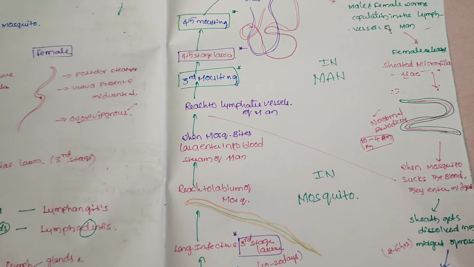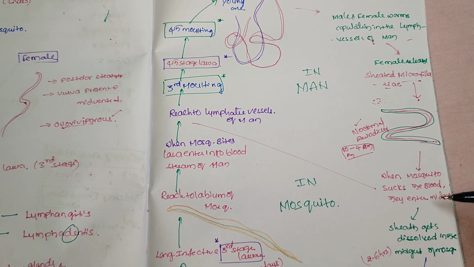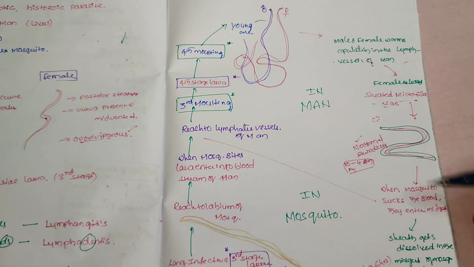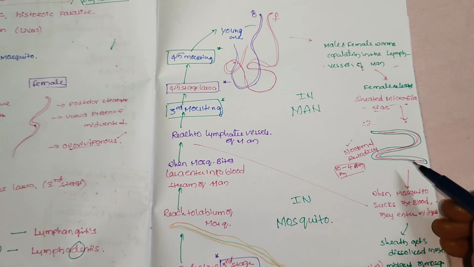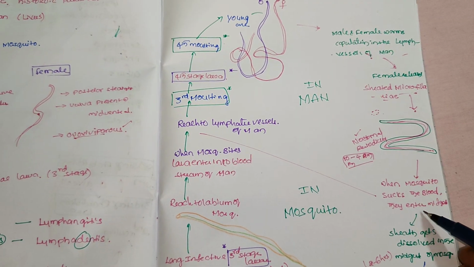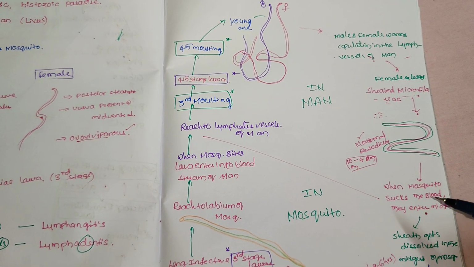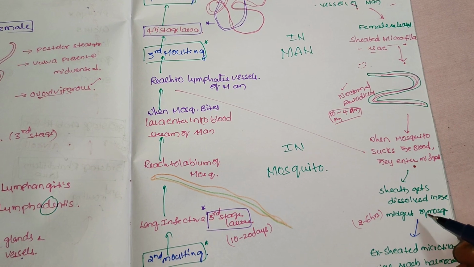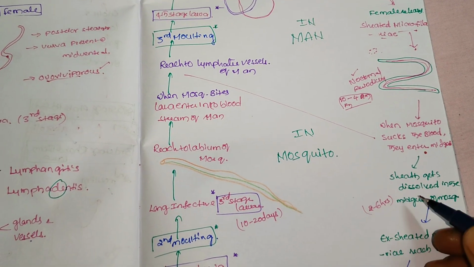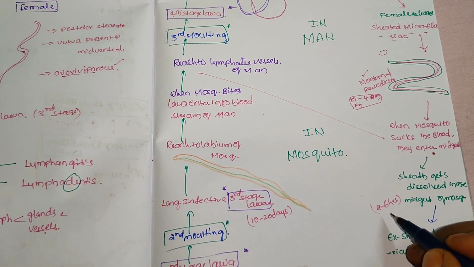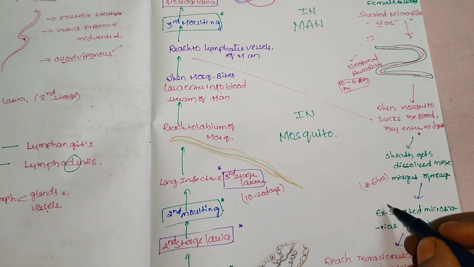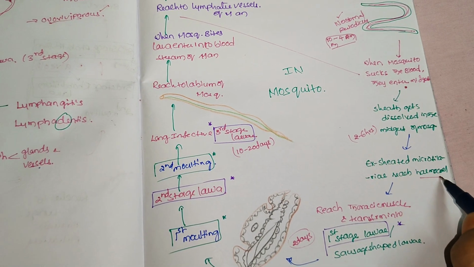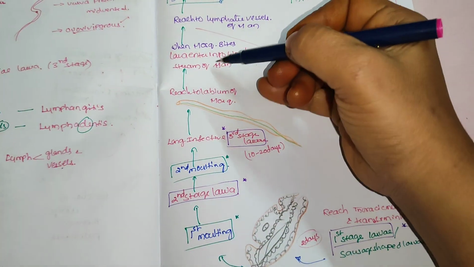2 marks question. Then when the mosquito sucks the blood of the infected person, the larvae may enter the mosquito. That is what happens in man. The microfilaria larvae enter the mosquito when it bites the infected person. In the mosquito, the sheath gets dissolved in the midgut, meaning the alimentary canal of the mosquito. Within 2 to 6 hours, the sheath gets dissolved. Dissolved means exsheathed, meaning removal of the sheath. Then it reaches the hemocoel of the mosquito. So again the cycle continues in the mosquito.